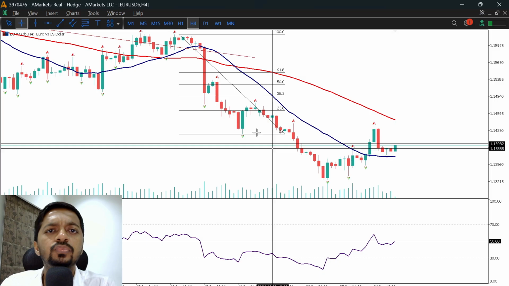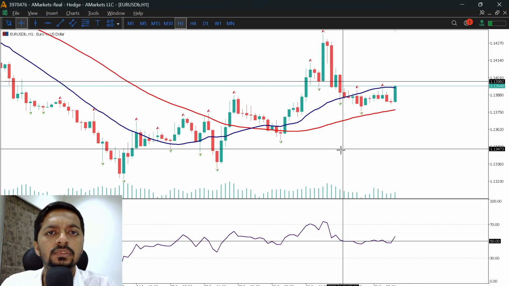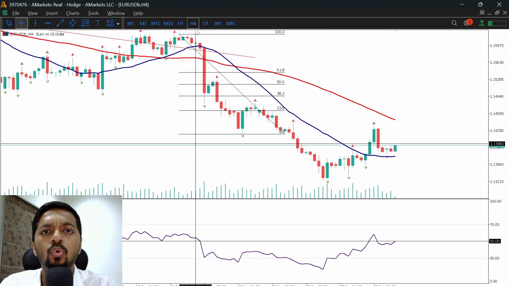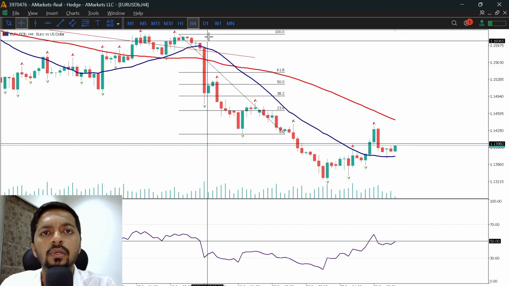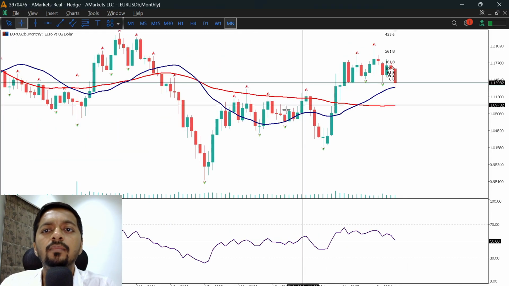So at this point of time, the short-term trend is definitely indicating a resumption of this bounce, while the long-term and medium-term trends are both indicating that the downward trend continues. If you look at the weekly time frame, price has given a close below this weekly important support, also monthly multi-month support.